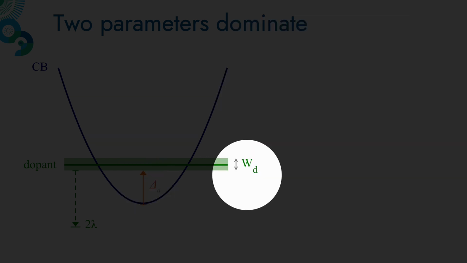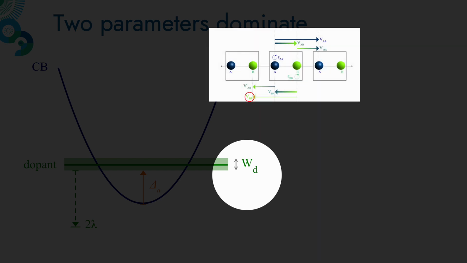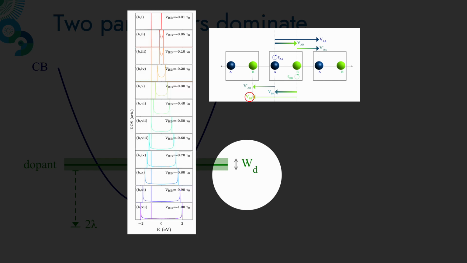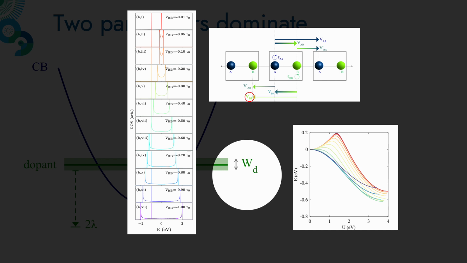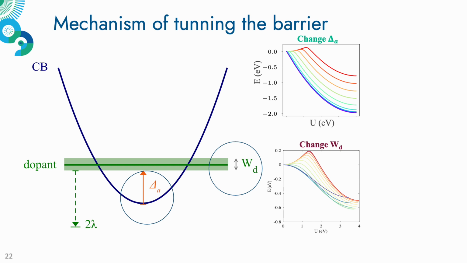WD is the bandwidth of the dopant elements. We can change the hopping term VBB in the tight-binding model to change the bandwidth WD. So by varying WD, we can also change the barrier height. This case is more like tuning by alloying. We notice that the formation energy changes non-linearly. It decreases and then increases, because changing WD will also change delta A, so there are competing factors for the relative stability of the delocalized state. So by using the tight-binding model, we more clearly show the mechanisms of such engineering.